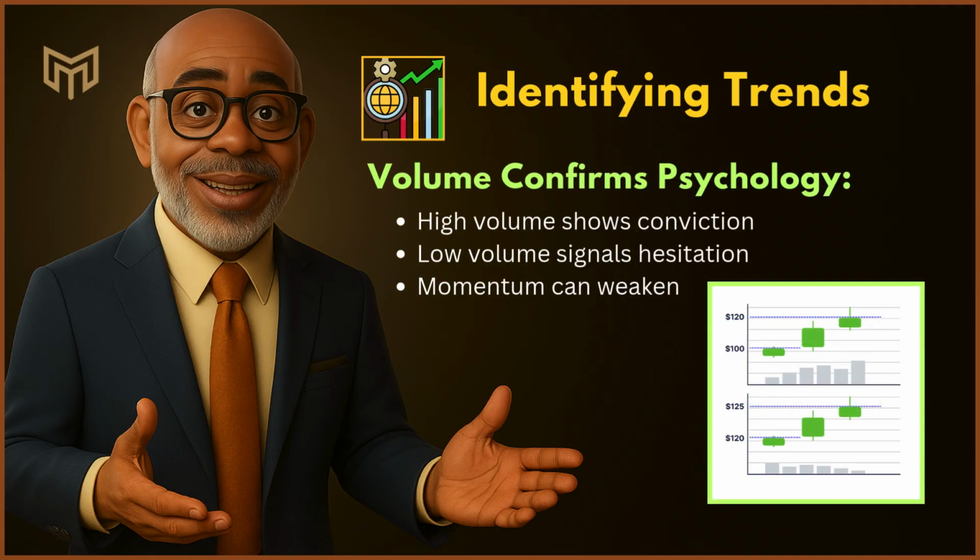Trends are usually supported by volume. Volume reflects commitment. When price moves higher on strong volume, it shows buyer confidence and broad participation. For example, if a stock rises from $100 to $120 on increasing volume, that move is being confirmed by conviction. Buyers believe in the move and are willing to act. But if price rises from $120 to $125 on low volume, the psychology changes. Fewer traders are participating. Momentum may be weakening, and that lack of commitment can signal a possible reversal ahead.